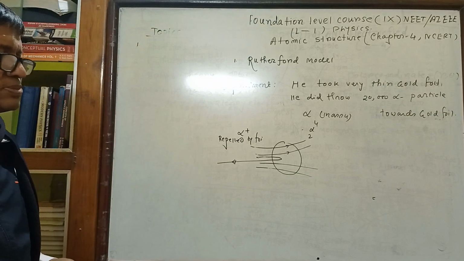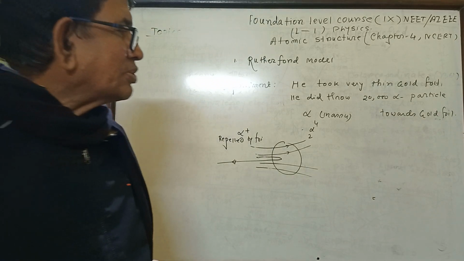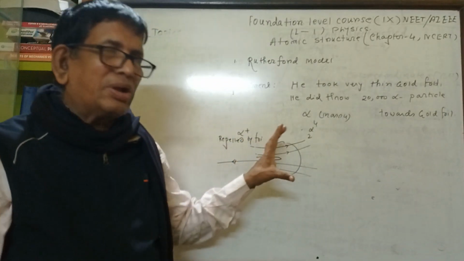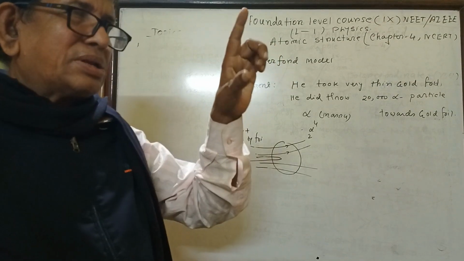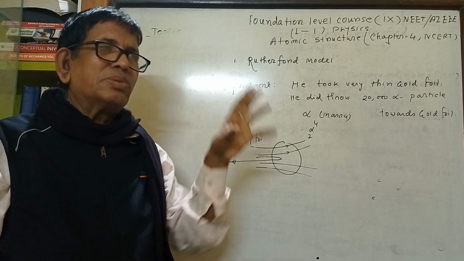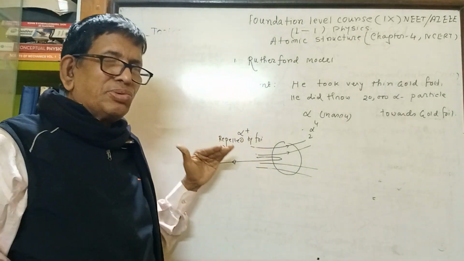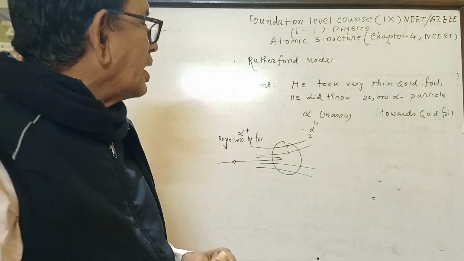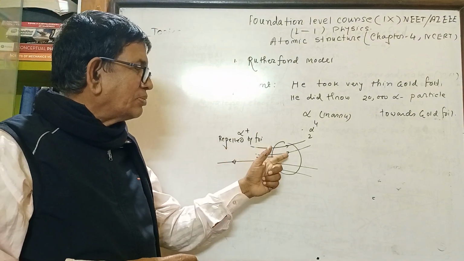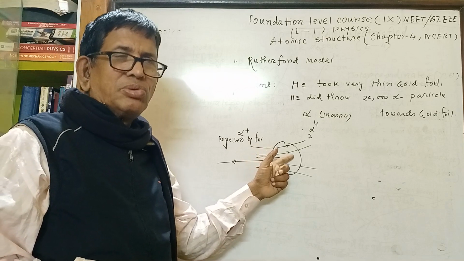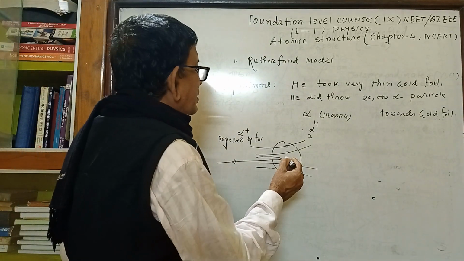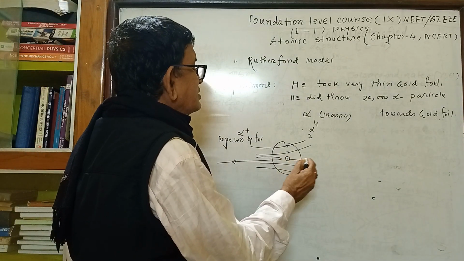From this experiment, Rutherford concluded that since the maximum number of particles passed through the gold foil, the atom has a huge empty space through which the particles pass. The one or two bouncing back were repelled by the middle portion, which is a very small, very massive portion and contains positive charge.